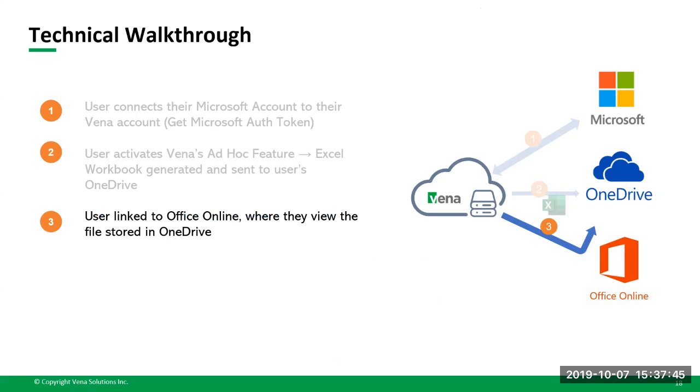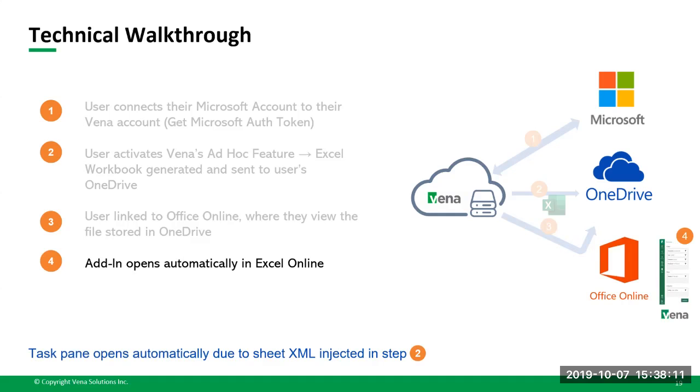Next, the user is linked to Office Online where they can view the file stored in OneDrive. So if you go to a certain URL, you can have access to any file in your OneDrive opened automatically in Office Online. We actually get this back when we request that the file go to OneDrive in step 2. And so we automatically provide that link to the user in the open button we saw.